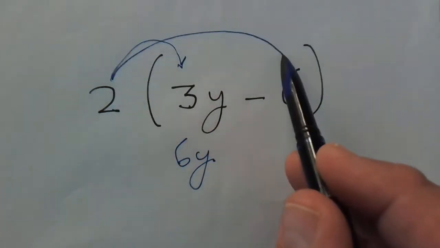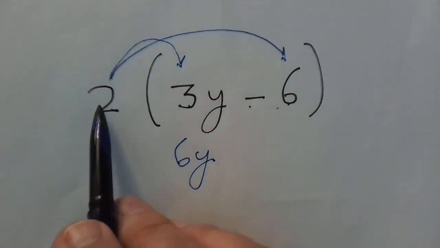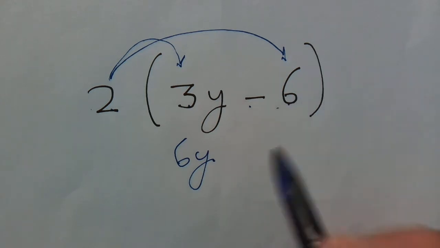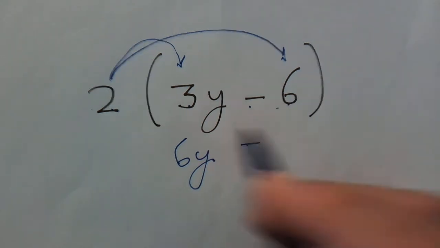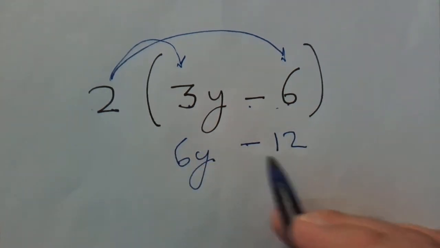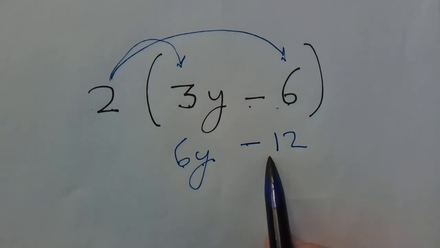And then we're going to go 2 times negative 6. I'm going to read this like a negative 6. So we've got a positive times a negative. When you're multiplying and you've got opposite signs, you wind up with a negative answer. So 2 times 6 is 12. So 2 times negative 6 is negative 12. So we wind up with 6y minus 12.